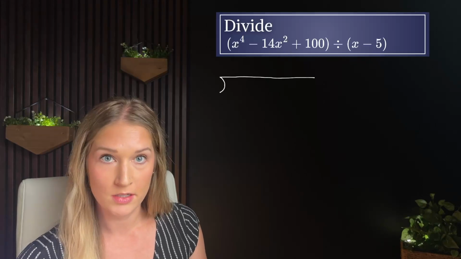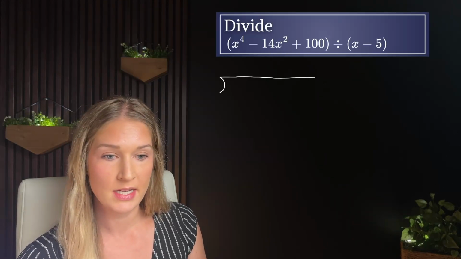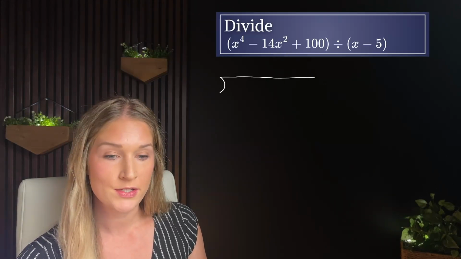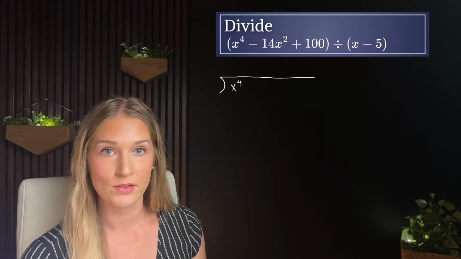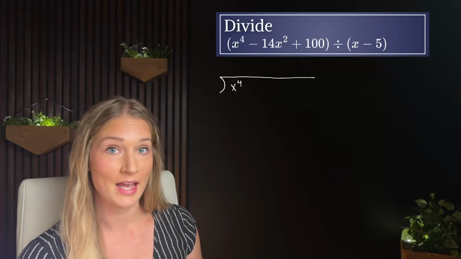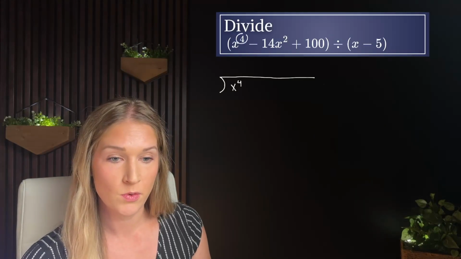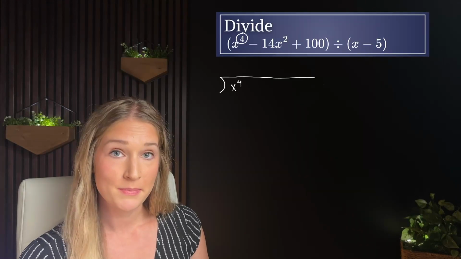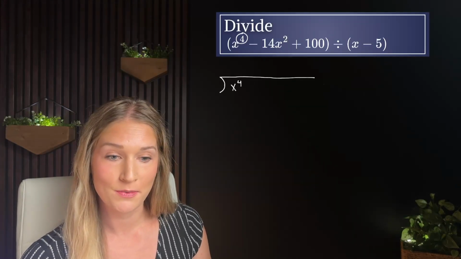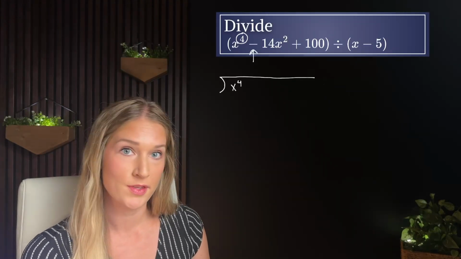Inside my long division setup, I'm going to have the dividend, which is that first polynomial starting with x to the fourth. And then I need to make sure that from the highest down to the lowest exponent, I am not missing any. So I should have x to the fourth, x to the third, second, first, and my constant all represented. But I'm missing that x to the third term that should be right here in between x to the fourth and x squared.